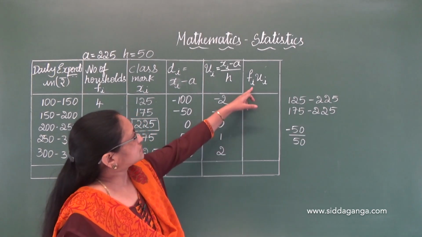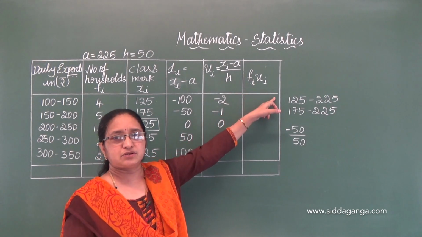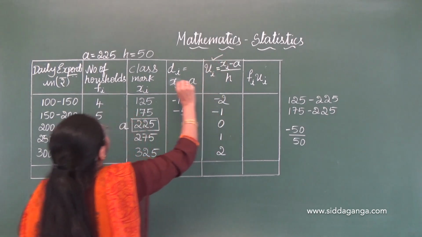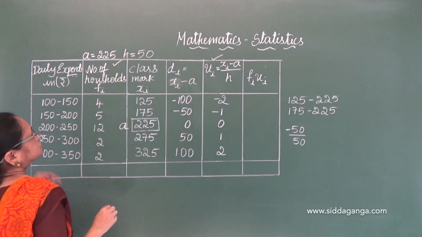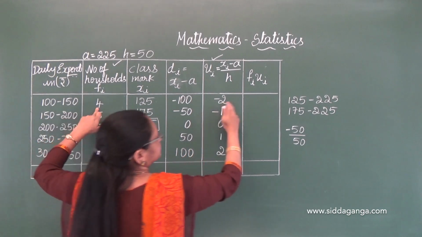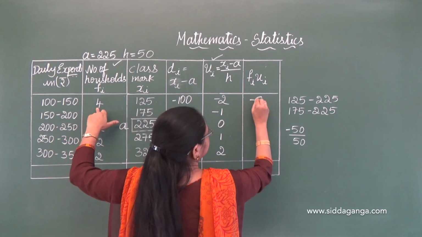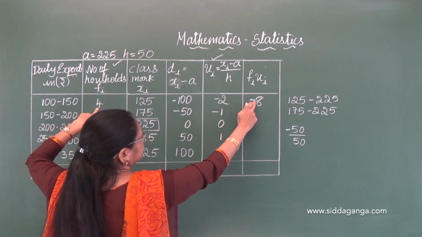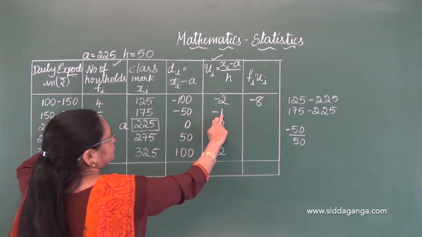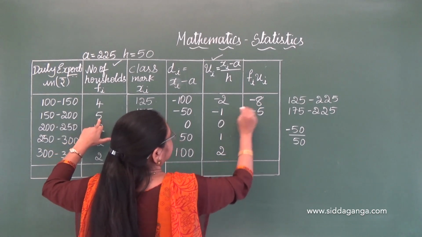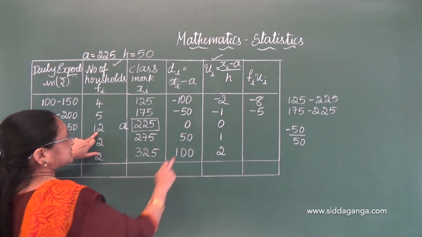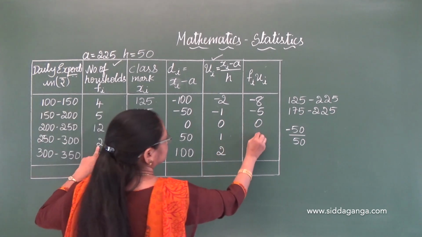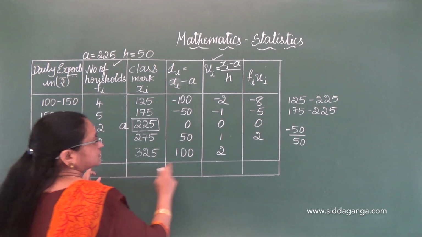Next, what is the next column? Fi Ui. You have to multiply Fi and Ui. See, Ui is this for us and Fi is this. So, here 4 2s are 8, but minus is there, minus 8. 4 2s are 8 and minus is there, so I will put minus. Next, 5 1s are 5, minus 5, because minus 1 is there. 12 zeros are 0. Next, 2 1s are 2 and here 2 2s are 4.